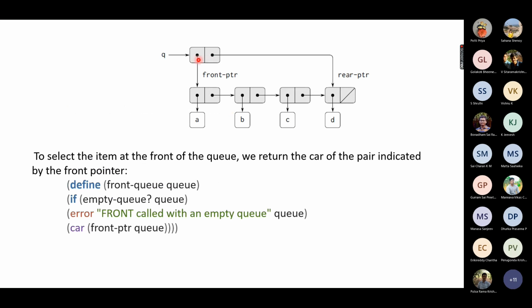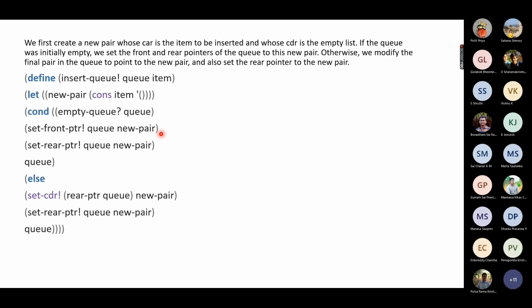So here the car of q is what? A pointer pointing to this one. In this, what is the car? Car is A. Okay, so car of q. I hope you understood. This is for selecting the front element in the queue. Any doubt in this? Let's move on.